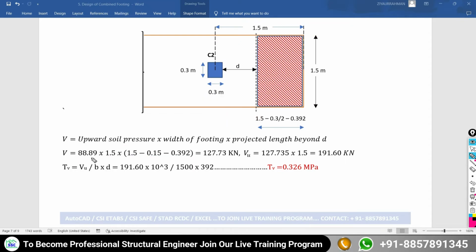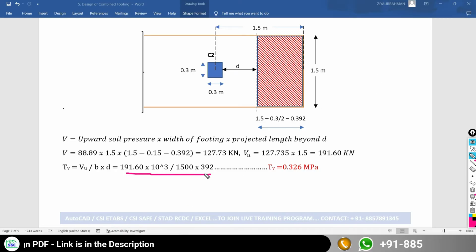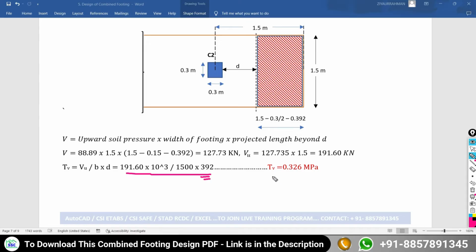I multiply this value with the 1.5 factor, so we get the factored shear force as 191.6 kilonewton. Now I want to calculate the nominal shear stress tau V, which is VU upon BD. Putting all the values here, 191.6 multiplied by 10 raised to 3 divided by the full width multiplied by the effective depth 392, you get the nominal shear as 0.326 MPa, Newton per mm square. This is the nominal shear.